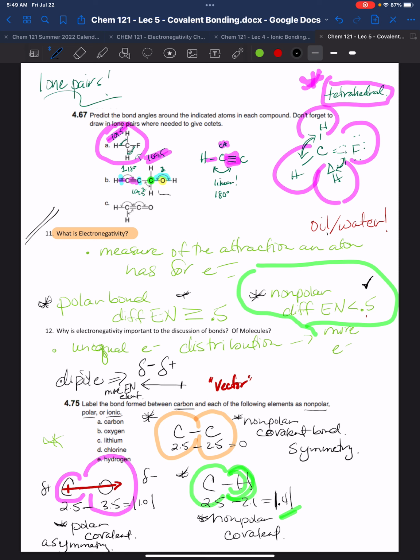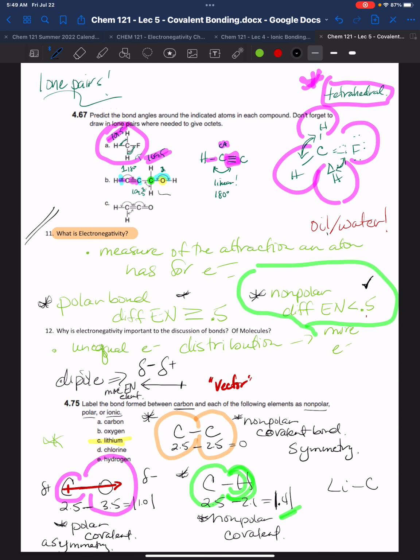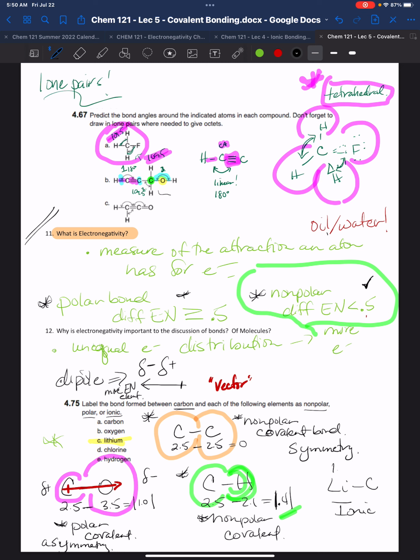And then I just want to point out the last one here, the lithium and the carbon. If we think about lithium and carbon stuck together, what I want you to recognize is that lithium is a metal, carbon is a non-metal, so that would be classified as an ionic bond. And if you were to do the difference in electronegativity, you would find that it's very large. This is 1.0 and this is 2.5, so that's 1.5, a large difference.